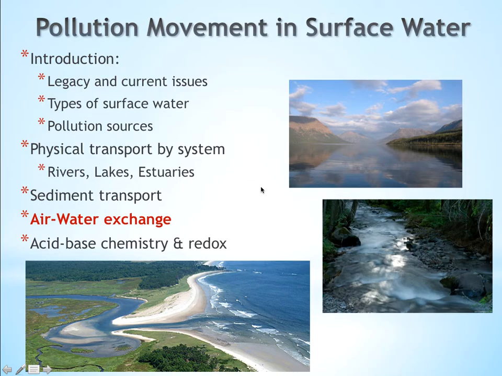So here we're going to talk about using information about the concentration of a chemical or pollutant in the air and water to figure out whether a chemical is going to leave the water or go into the water. So this is movement between air and water.